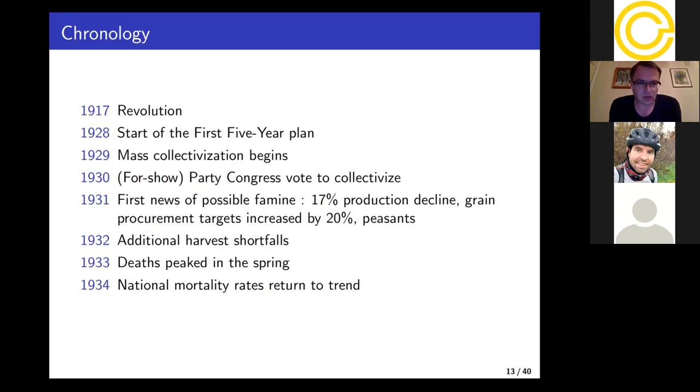Grain procurement budgets were increased. And in 1932, additional harvest shortfalls happened, and this eventually transformed into big and heavy famine in the very late 1932, spring 1933. Major deaths happened in 1933. In 1934, mortality came back to its trend, to its relatively normal level.